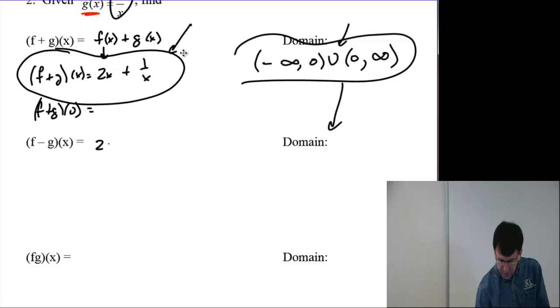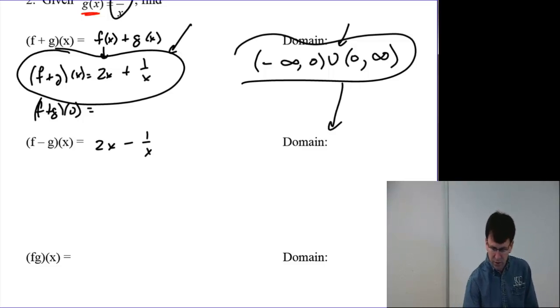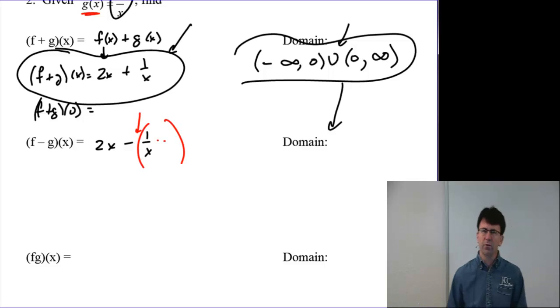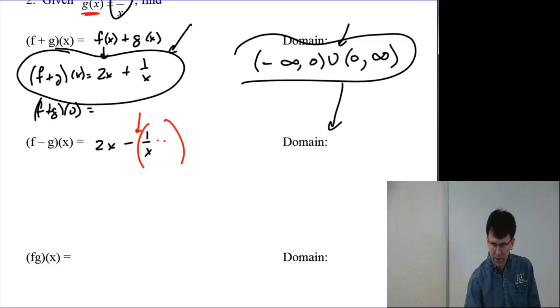Subtraction, we would end up with 2x minus 1 over x. One thing I want to pay attention to here is that this minus sign, if this would have had multiple terms, I might want to put parentheses there so I know that the subtraction applies to both. So this is just 2x minus 1 over x.